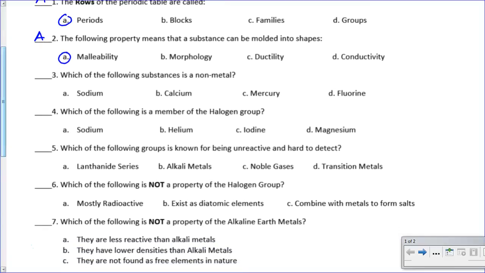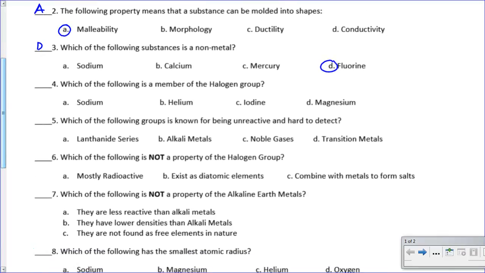Which of the following substances is a nonmetal? So you need to know the general parts of the periodic table here, know where the metals are and where the nonmetals are. And you should see that D, fluorine, is a nonmetal. All right, which of the following is a member of the halogen group? The halogens are group 7A or 17, depending on the periodic table that you're looking at. They include fluorine, chlorine, bromine, and iodine. And so iodine here would be a halogen.